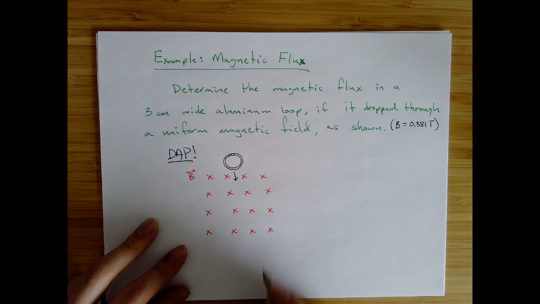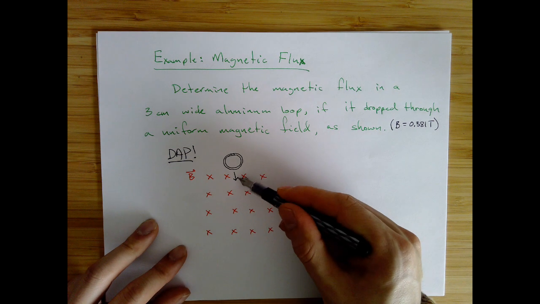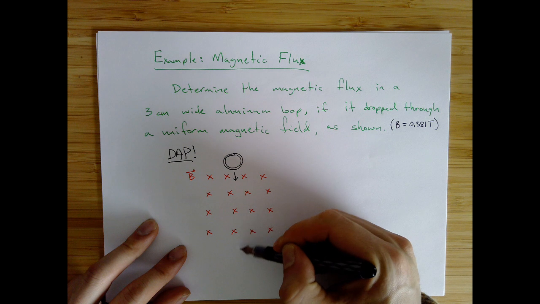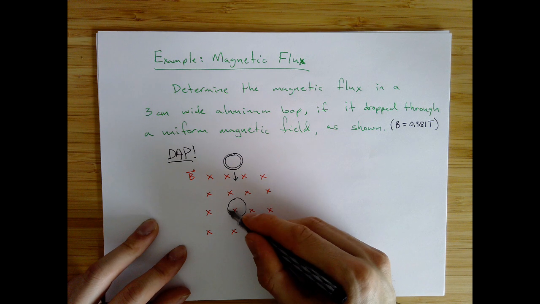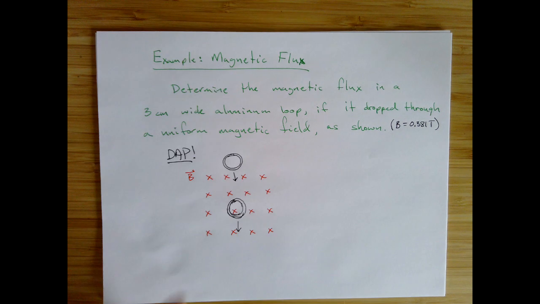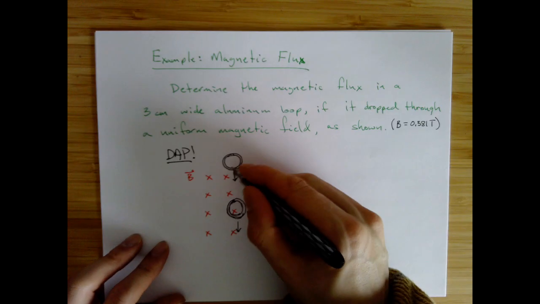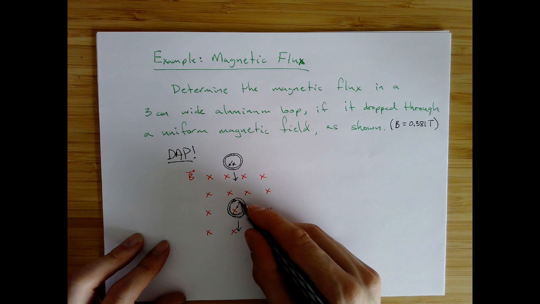As this falls, it will enter the B field, it will fall through the B field, and then it will leave the B field. I'm interested in the magnetic flux when it's maximum, as it's right here inside the B field. There's our loop still falling, but this is when it has the entire area of the loop inside the B field. So this has some radius r.